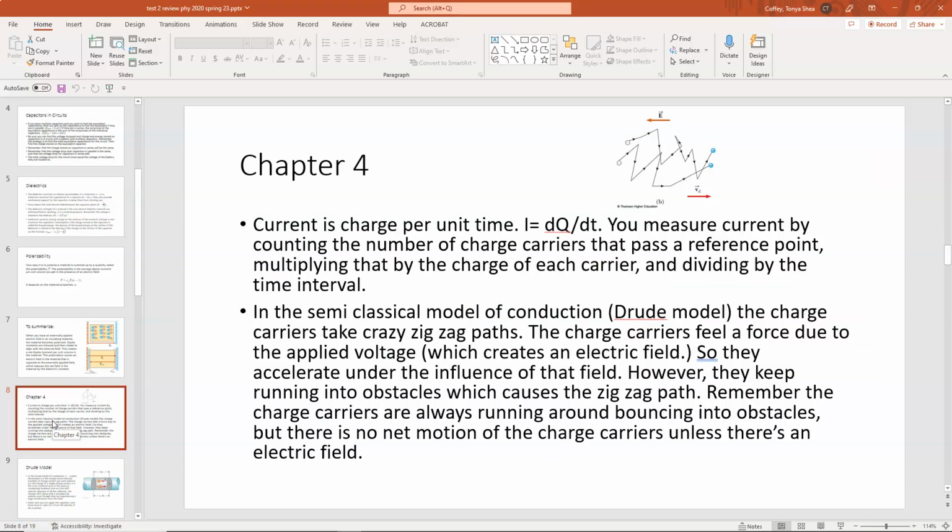Okay, chapter 4. Here's where we started talking about the model of current and how charge flows in conductors. So first we defined current. The current is the charge that passes some threshold point or some standard point per unit time. The average current is delta Q over delta T, the amount of charge that passes the threshold point in an amount of time delta T. But you can also take the derivative of that, and the instantaneous current, or regular current, is I is equal to dQ/dt. So you measure that current by counting the number of charge carriers that pass the reference point, multiplying that by the charge of each carrier, and then dividing by the time interval.